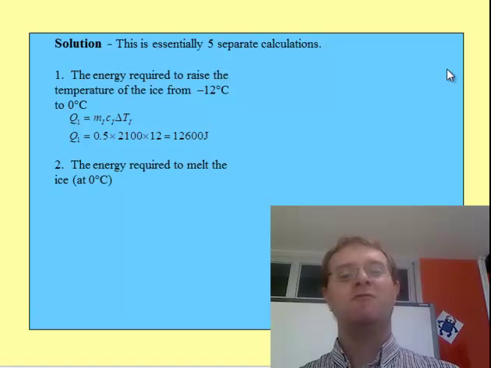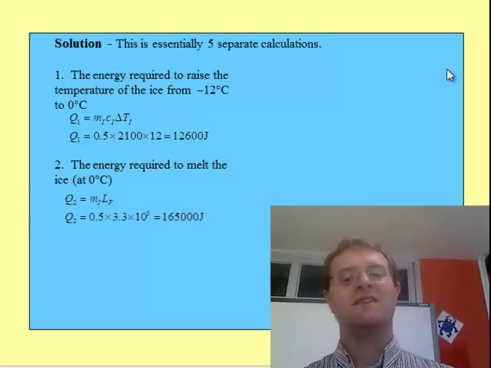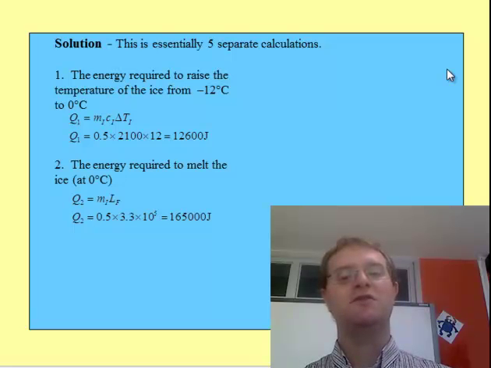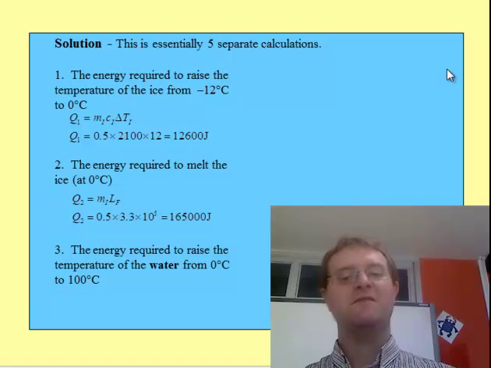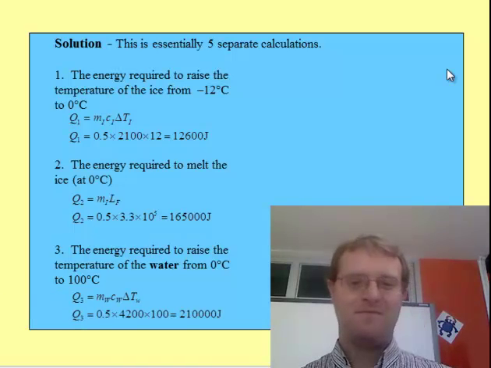The next stage is the amount of energy required to melt the ice. So this is a state change, so we've got to think about the latent heat here. In this case, the latent heat of fusion. So the mass multiplied by the latent heat of fusion gives us another value for how much energy is required. Next stage, we need to heat up the water and raise it from 0 to 100 degrees. So again, we use the specific heat capacity of water.